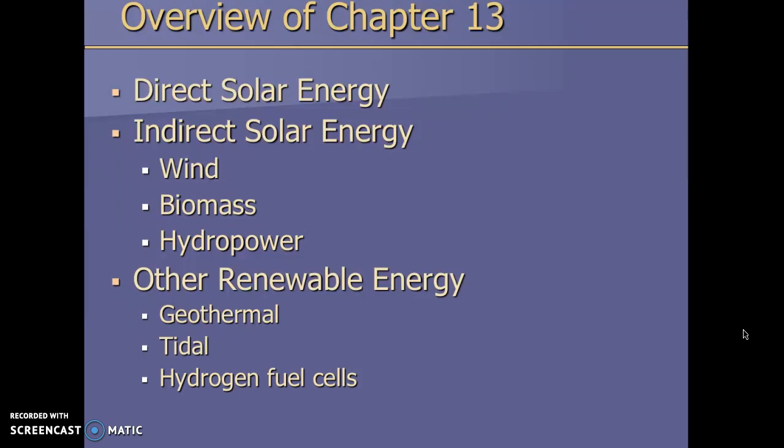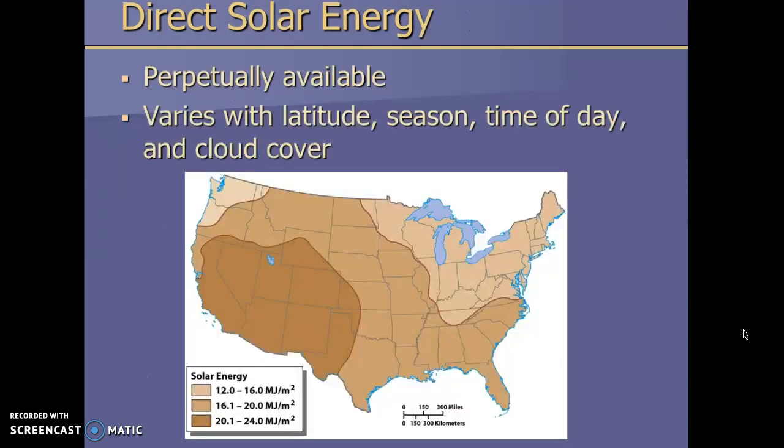Biomass energy, which is powered by the sun, and then hydropower, which some types are powered indirectly by the sun and some are powered by gravity. So that could go into either the indirect or the other renewable energy. And then the book talks about towards the end, geothermal energy, tidal power, and hydrogen fuel cells.